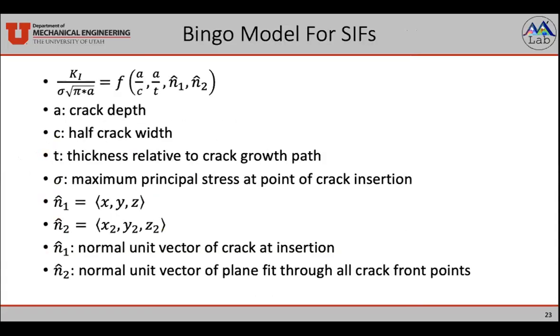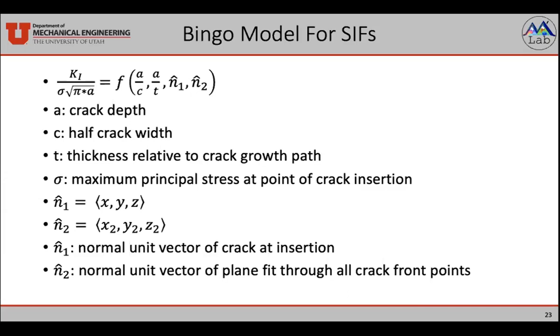And the equation that we wanted to find was for this function f, which is defined as K1, the stress intensity factor, divided by sigma times the square root of pi times a, where sigma was idealized as the maximum principal stress at the point of crack insertion, and a is the crack depth. And the equation was to be dependent on this ratio a over c, which is the crack depth over the half crack width, and a over t, which is the ratio of the crack depth over the thickness that it would grow through.